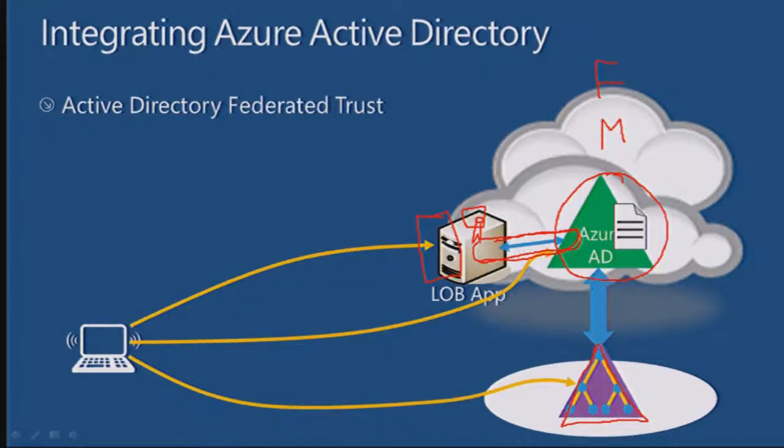Okay, that's quite an important point. If this machine, for some reason, can't get access to that directory there, then they're not going to be able to log on to that application. So that's quite an important point.